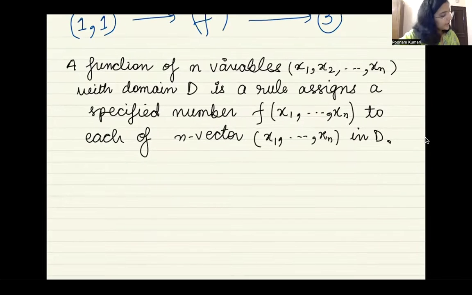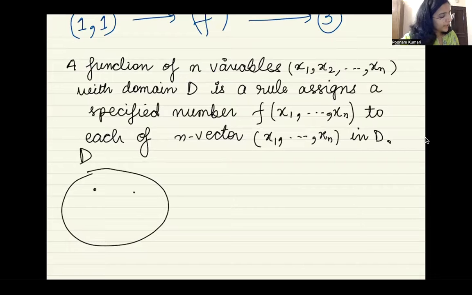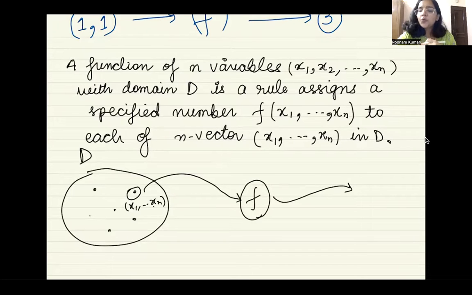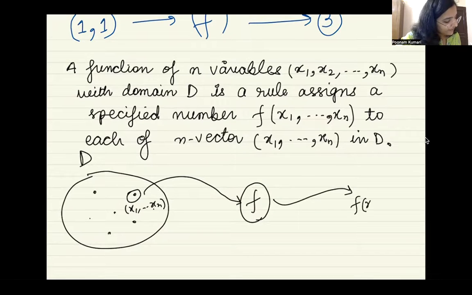So what is it saying? That you have a domain D. What will be in this domain? Different n-vectors, vectors with n numbers, so there will be many such members. Now what will this function do? It will let all these vectors pass through itself and it will give you a value. So if you pick x1 up to xn from here, this will be a rule. You pass your values through it and what will you get? f(x1, ..., xn). Okay, this is how you define a function of n variables.